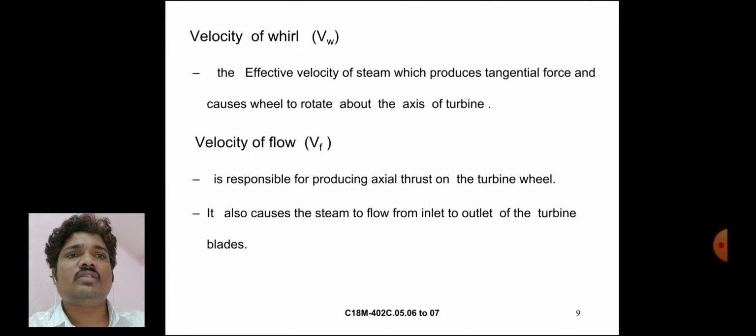Velocity of flow, Vf, is responsible for producing axial thrust on the turbine wheel. It also causes the steam to flow from inlet to outlet of the turbine blades.